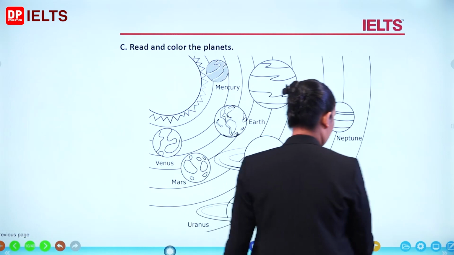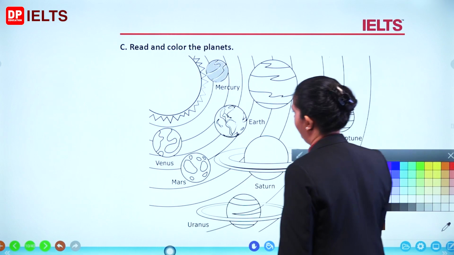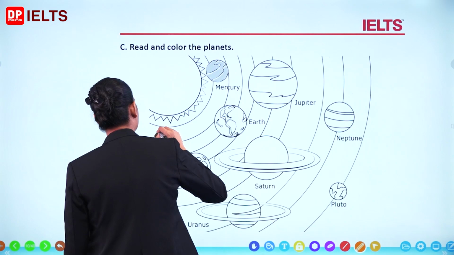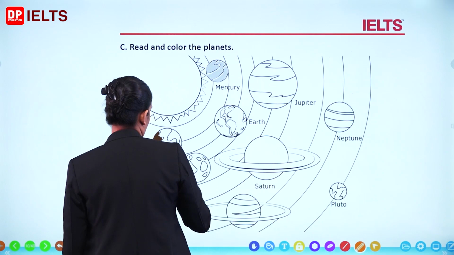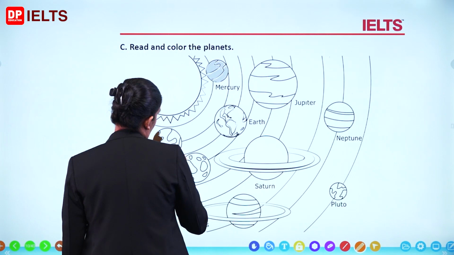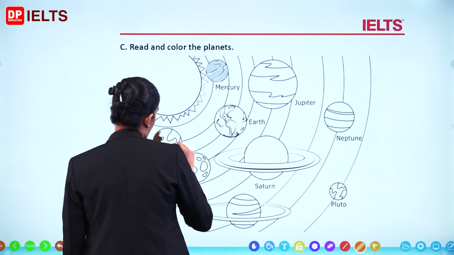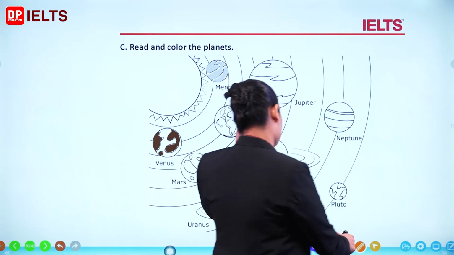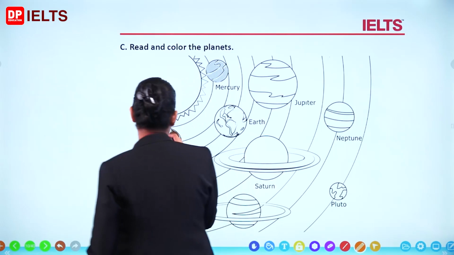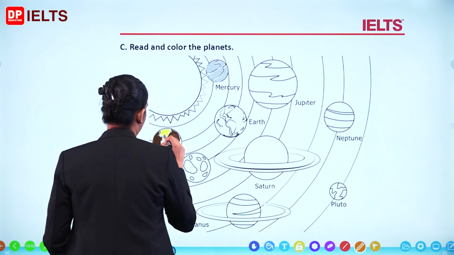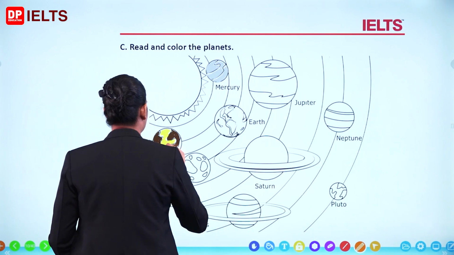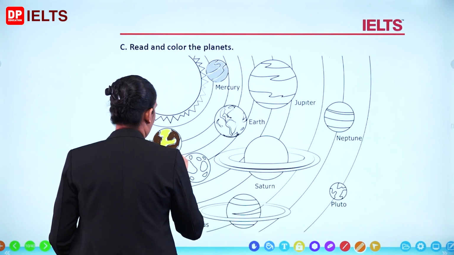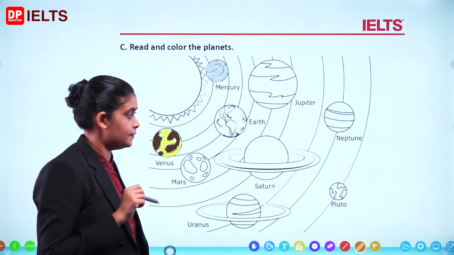So I really don't have golden color, but I color it in yellow and brown. Okay? So let's do brown. Since there's no gold color, we'll use yellow, but brown we can definitely use. Right, let's use the yellow color for gold. Right, so there we are. We've done Venus, right? Next, we have Earth.